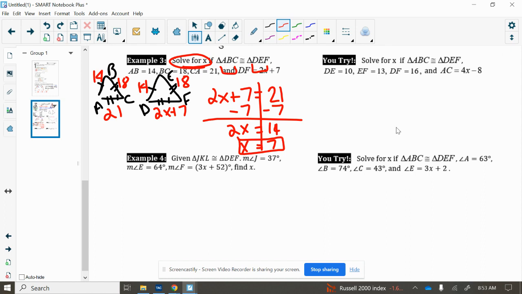So you try the next example on your own. Again, you're using the congruent statement and drawing yourself a picture to set up and solve for x.